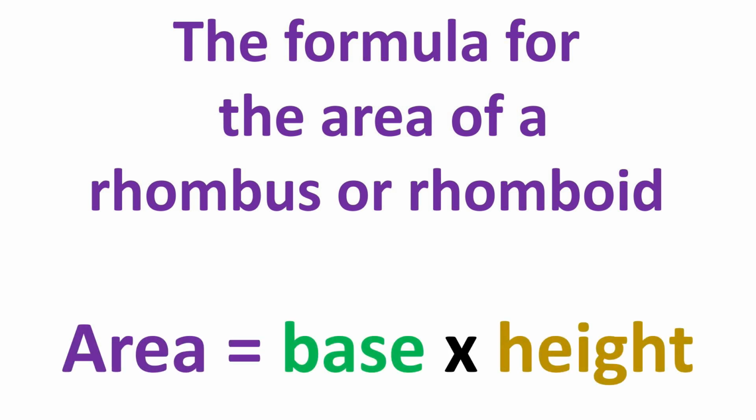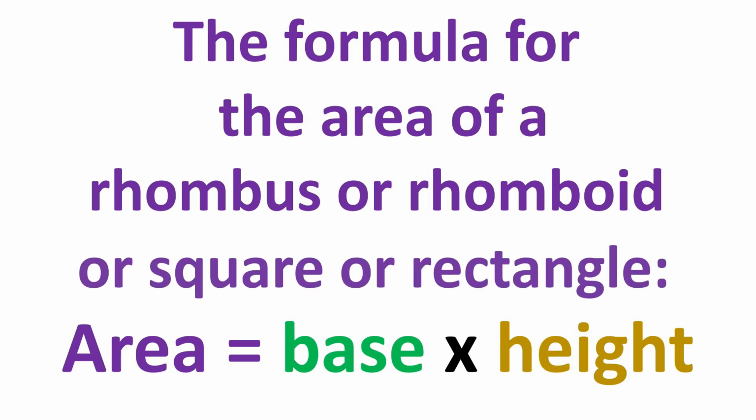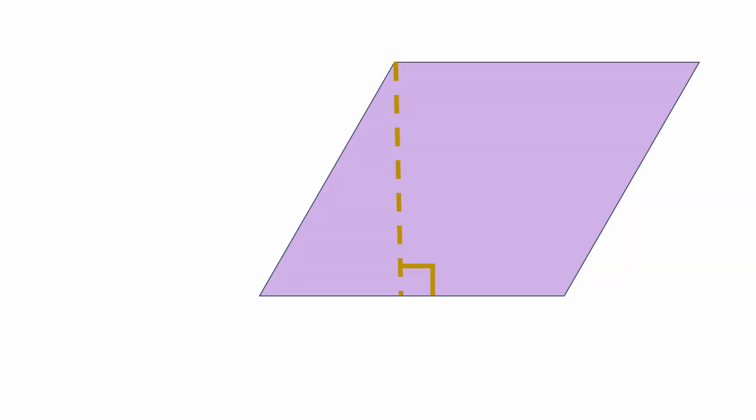The area of a rhombus or rhomboid equals the base times the height. This formula may sound familiar because it's the same formula for calculating the area of a square or rectangle. Now we're ready to solve 2 practice problems.